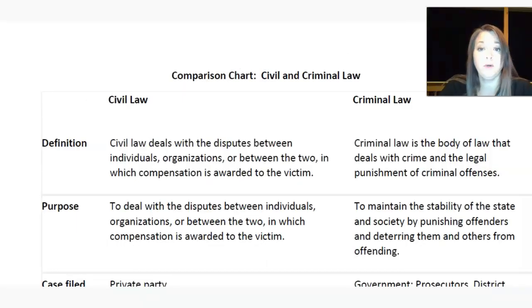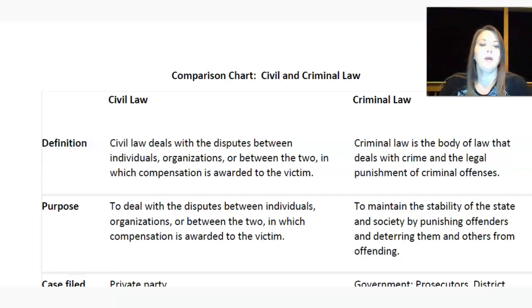So remember, civil and criminal are two types of law. There's also administrative law that deals with the executive branch. There's constitutional law that deals with the U.S. Constitution. There's international law like treaties. These two types of law are very different in our system of justice.